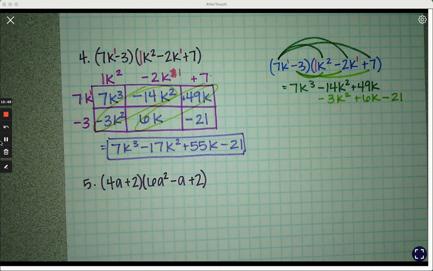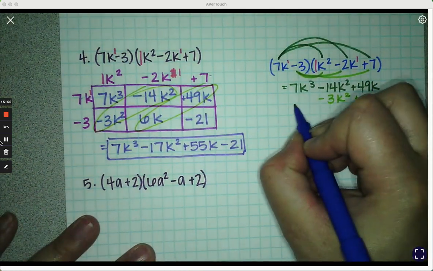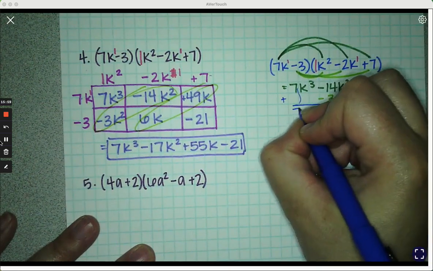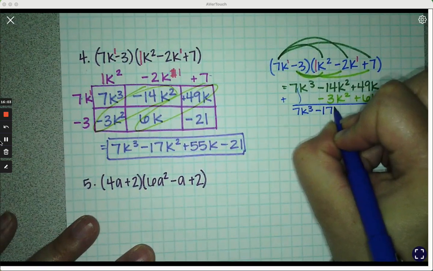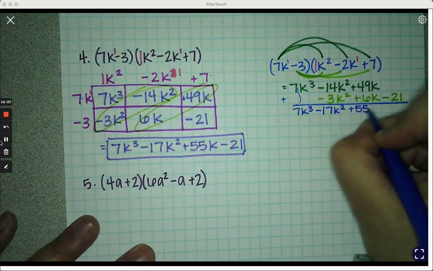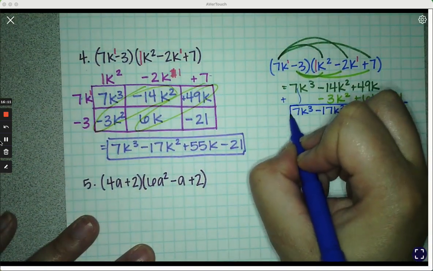So when we combine like terms, we add them together going down. So we have 7k cubed minus 17k squared plus 55k minus 21.